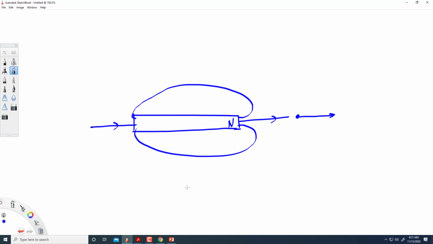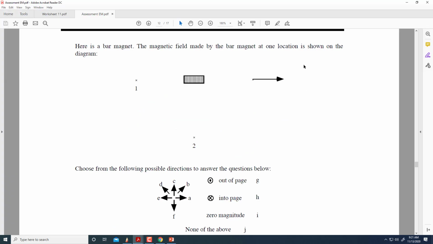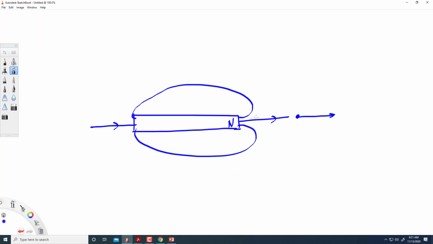So you see here in this picture, it's coming out. That means this must be north, because it should be originating from the north. If this is north, then that must be south pole, and in south pole it should be going into the pole. That means yes, that's right. So at point X, the magnetic field is pointing to the right.